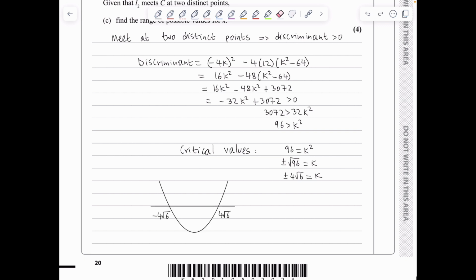It's a smiley shaped parabola with the cuts being at the critical values of minus 4 root 6 and 4 root 6. We can see that we go plus, minus, plus, and we wanted k squared to be less than 96, so we go for the less than, the negative region, which is the region in between, and therefore we conclude that the range of values for k is between minus 4 root 6 and 4 root 6.